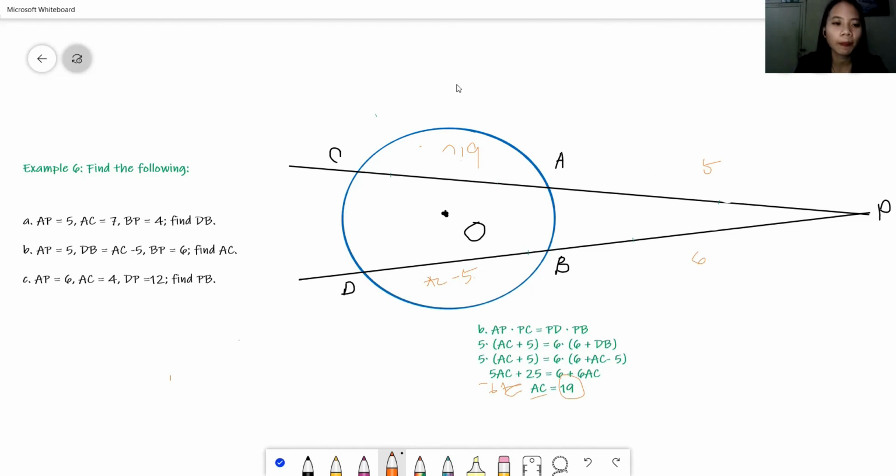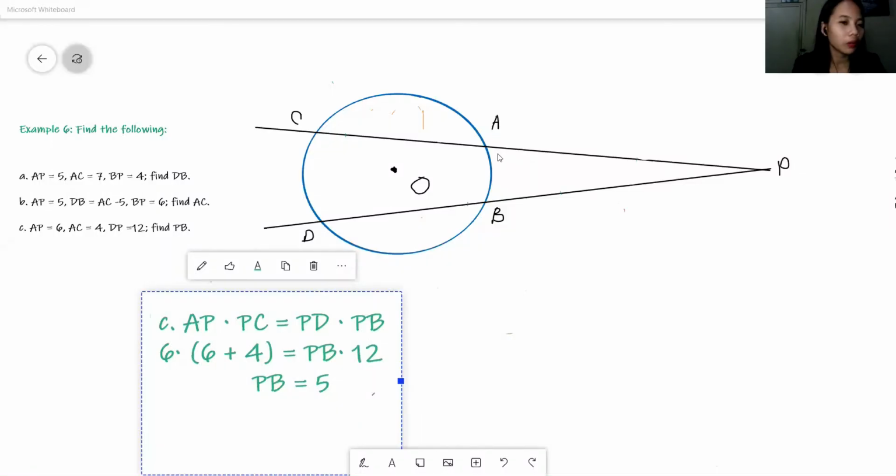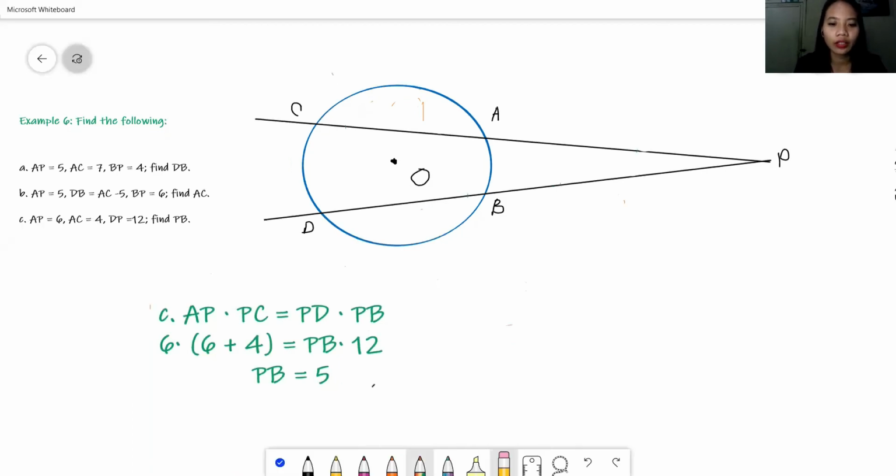In problem C, given that our AP is 6, this one, 6. And then AC is 4. Well, in DP, the whole line is 12. Let us find now the measurement of this line PB. So what we're going to do is plug in the value of AP, which is 6, times 6, the value of AP, and then plus the value of AC. So it equals PB times 12.